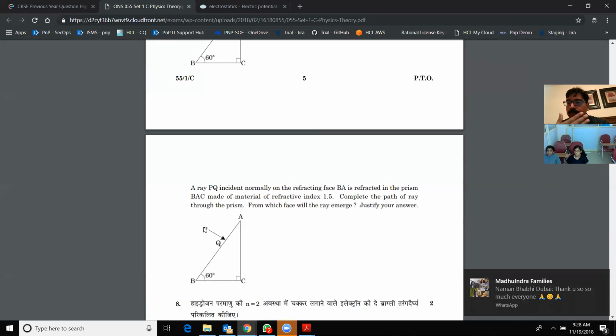Normal to the refractive surface is in the same plane. And Snell's law says the ratio sin i by sin r is constant.